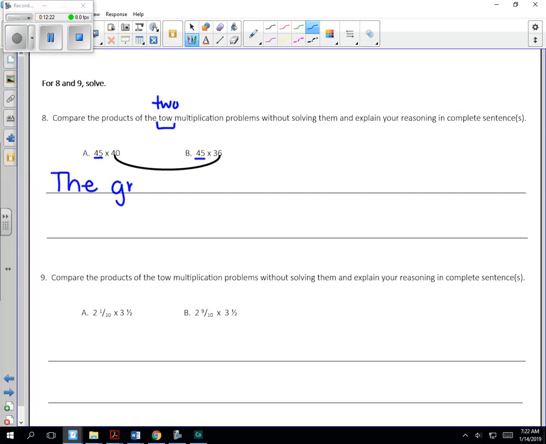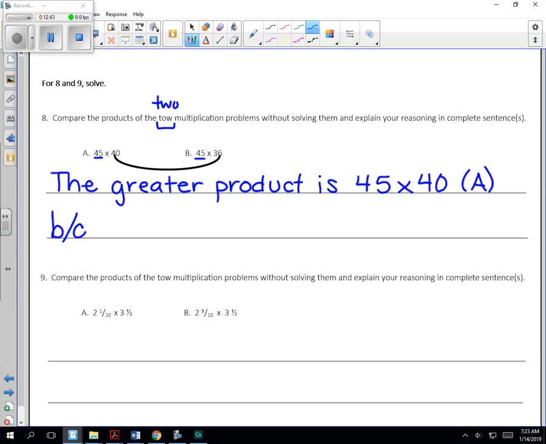the greater product, in complete sentences, is 45 times 40, or A, because 40 is greater than 36.